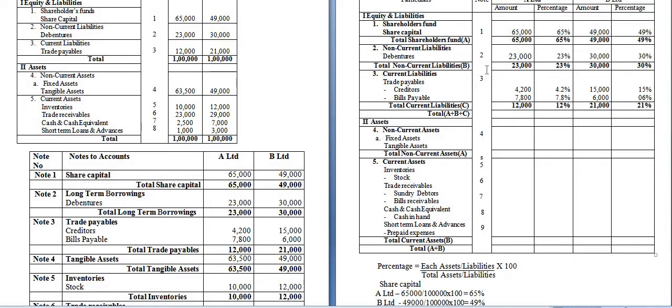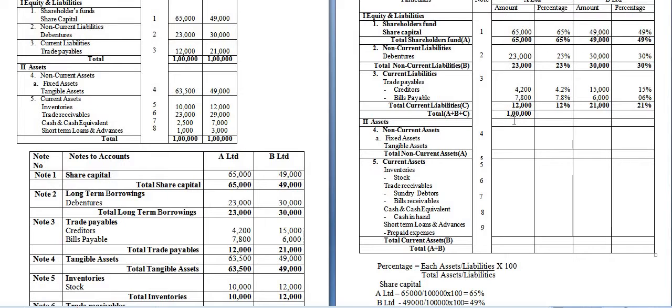A is how much? 65,000. B is how much? 23,000, and C is 12,000. So total it is 1 lakh. Okay, so this is the total of the liability side. How much? 1 lakh of A Limited. Now how will you find out the percentage?